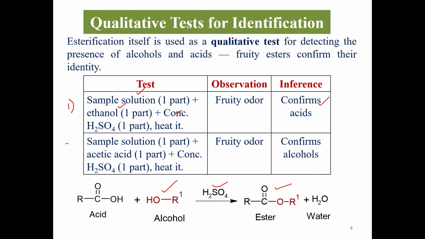Now, the other condition: the same esterification test can be used as one of the identification tests for alcohols. So, if we suspect that the given compound is an alcohol, then take one part of the sample solution and add acetic acid, because we are suspecting that it is an alcohol. Now, to convert it into an ester form, we have to add a carboxylic acid. So add one part of glacial acetic acid and one part of concentrated sulfuric acid to it, shake it well and immediately heat it for a few seconds. Then if the given compound is an alcohol, it reacts with carboxylic acid in the presence of acid and immediately generates ester. Again, it is confirmed by observing a fruity odor. And that is how we can confirm alcohols.